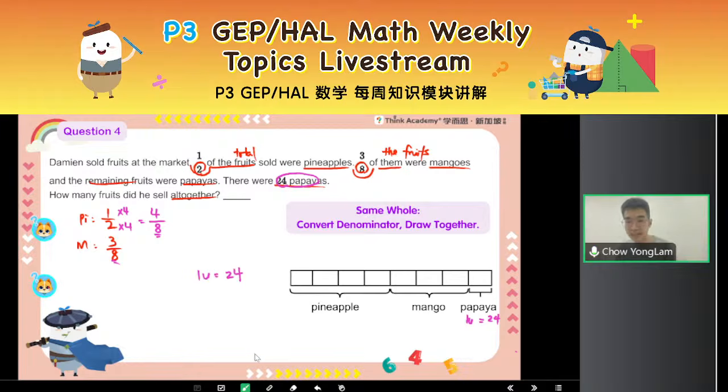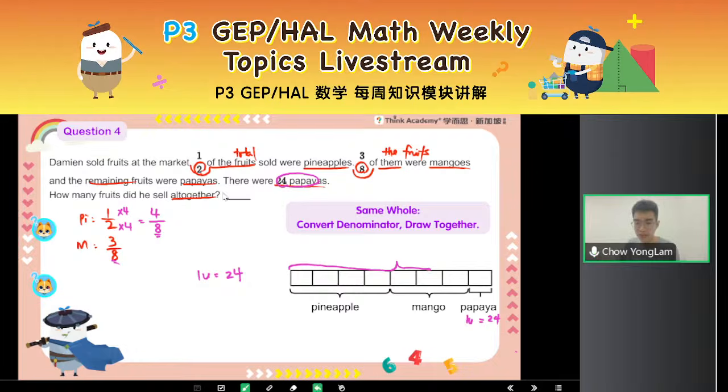Now that you found 1 unit, we look back. The question is asking, how many fruits did he sell altogether? Now that you found 1 unit, don't just give 1 unit as the answer. Look back at the question. The question is asking, how many fruits did he sell altogether? So altogether, that means the entire total.